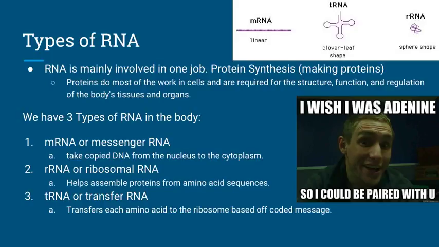We got our first one, mRNA, which stands for messenger RNA, and that takes copied DNA from the nucleus out to the cytoplasm. Numero dos, rRNA, which stands for ribosomal RNA, and that's going to help assemble proteins from amino acid sequences. It's just a ribosome. So a ribosome is actually considered RNA. Some are free-floating in the cytoplasm. Some are actually attached to the rough ER. And number 3, tRNA. tRNA is transfer RNA. It's going to be responsible for transferring each amino acid to the ribosome based off of a coded message.